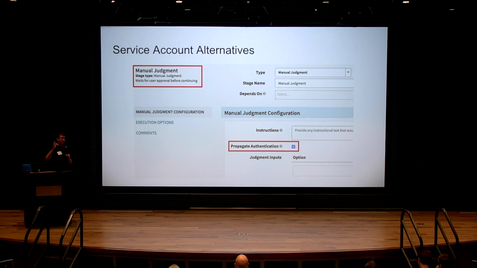If you're interested, there is an alternative to setting up all those service accounts, and this is actually what Netflix ran with, I think is still running with. The first stage in your pipeline, you can just make it a manual judgment stage, and then check the propagate authentication. It's not the most ideal solution because obviously your pipelines are triggering and not actually running until somebody comes in and clicks the manual yes button, but this is a way to enable access to triggered pipelines on protected resources.